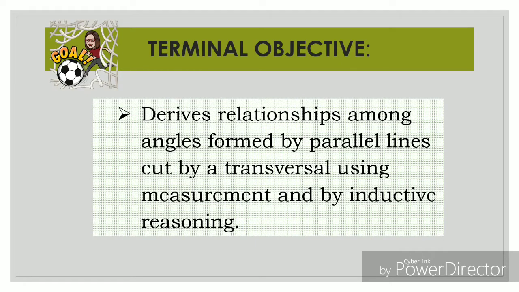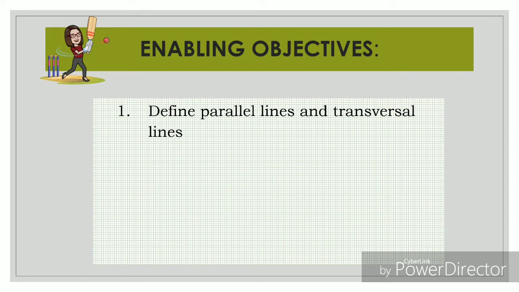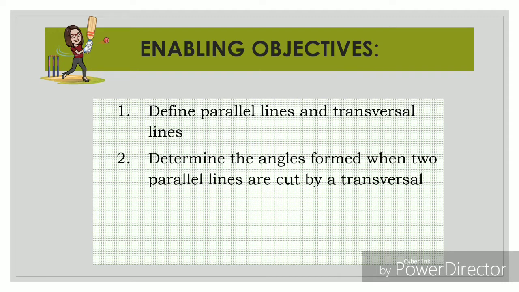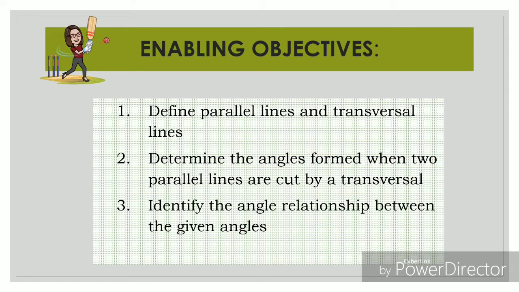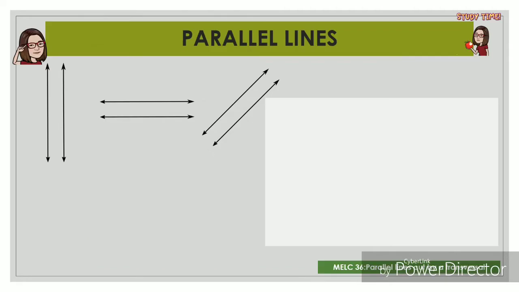Our terminal objective is to derive relationships among angles formed by parallel lines cut by a transversal using measurement and inductive reasoning. Particularly, we will define parallel lines and transversal lines to determine the angles formed when two parallel lines are cut by a transversal, identify the angle relationship between the given angles, and find the measurement of a given angle. Let's start with parallel lines.